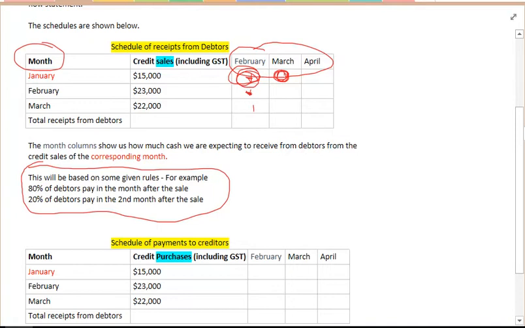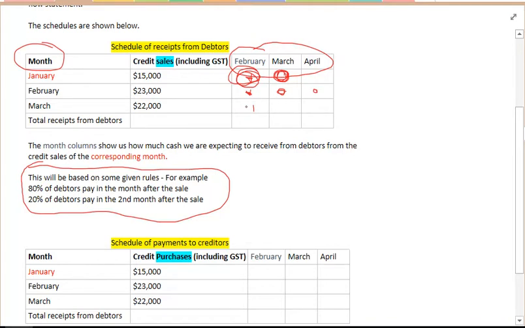Our February sales, we're not going to collect any in February. Our rule states that 80% comes in the month after the sale and 20% in the second month after. So that means our February sales will collect 80% in March and 20% in April.